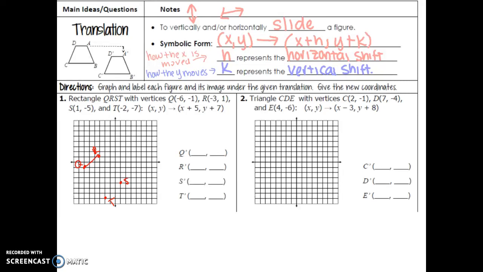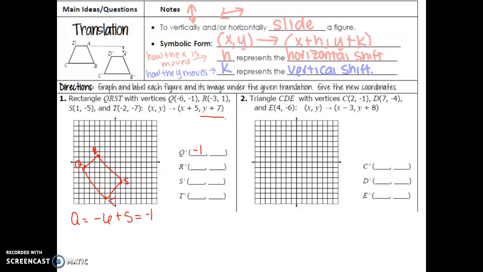I'm going to connect my points so I can see my rectangle. Okay. And then it says x and y, we have our h here, we have our k here. So that means for x, we have moved it 5 in the positive direction. We're saying +5. So whatever x is here, we have to add 5 to every single one of those. So for our Q, we start off with -6, we add 5, that is going to equal -1. So Q prime is going to be at -1.